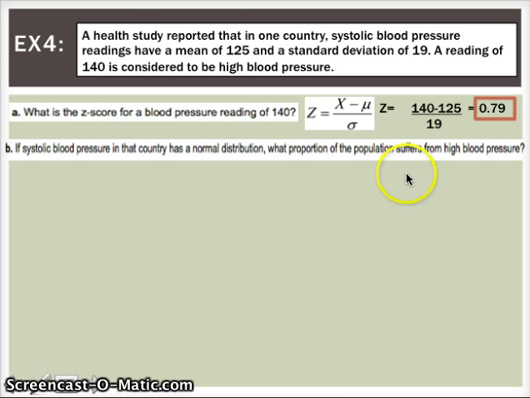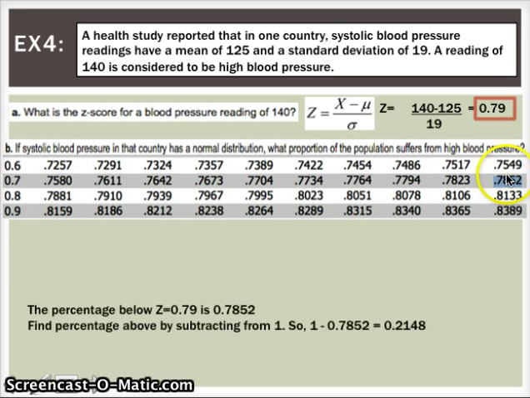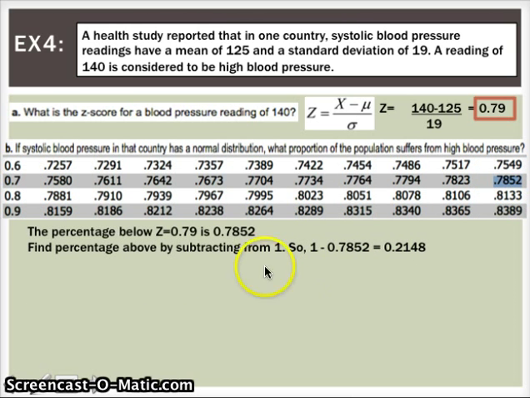If systolic blood pressure in that country has a normal distribution, what proportion of the population suffers from high blood pressure? Well, in order to do that, I just need to look up my number in the table to see what the actual probability, what the percentage is. So I look on the table at 0.79, and I can see that the percentage below is 0.7852. That's the percentage below, but they're asking me for high blood pressure, which is above. So I need to do 1 minus it, and I get my answer.